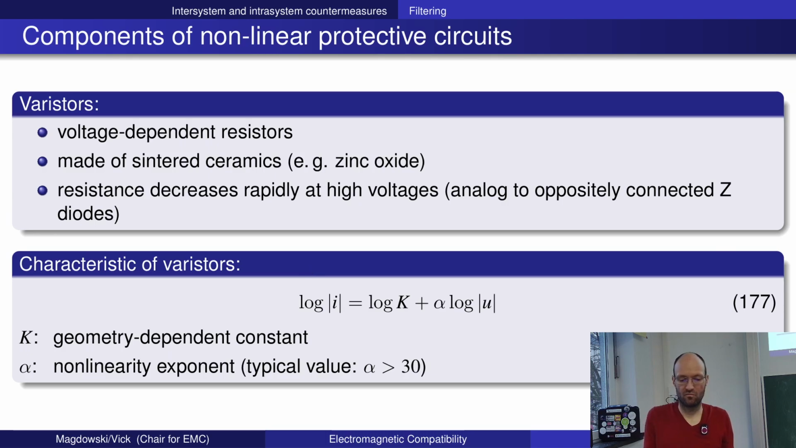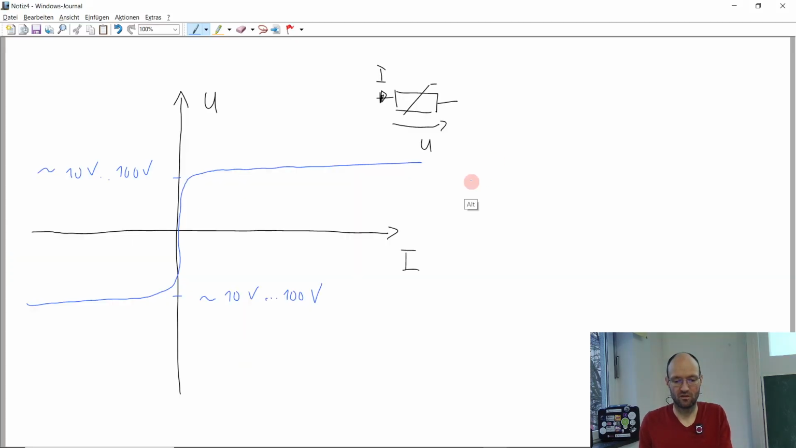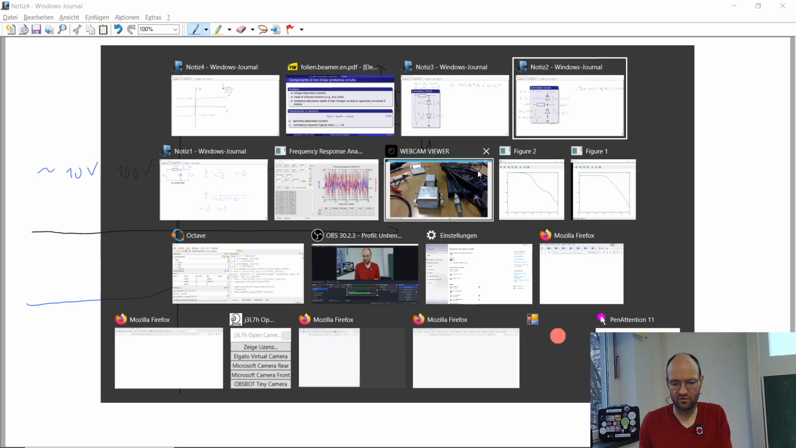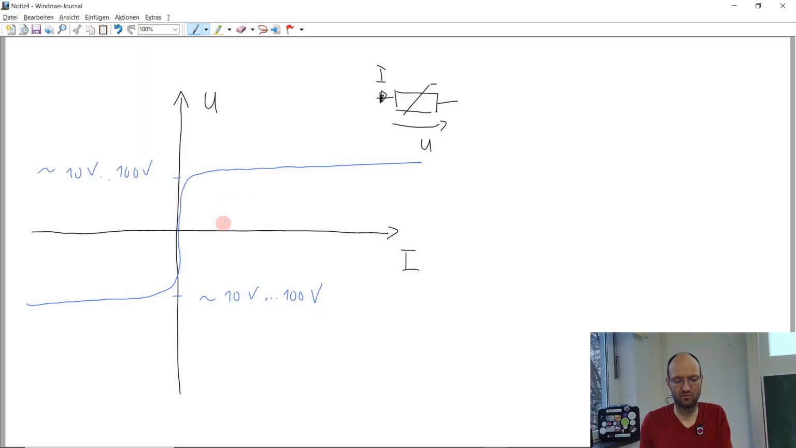And yeah, so one advantage of them is they're quite small and quite simple, and they also react very fast. Yeah, and the behavior is a little bit like the one of these two anti-series Zener diodes that we looked at before. So the characteristic of this circuit would be fairly similar to what we have just drawn here from this varistor.